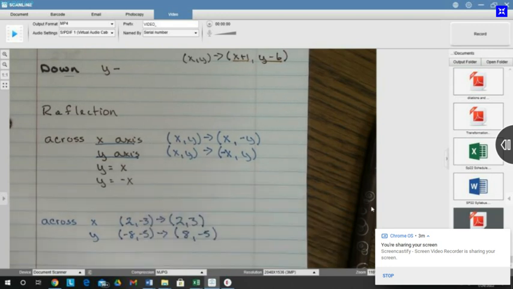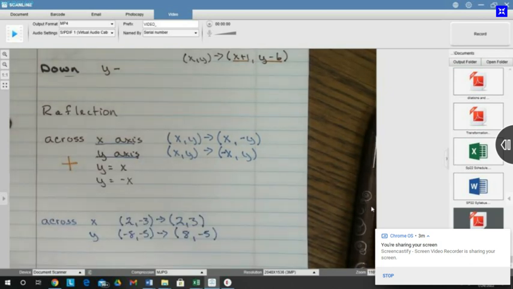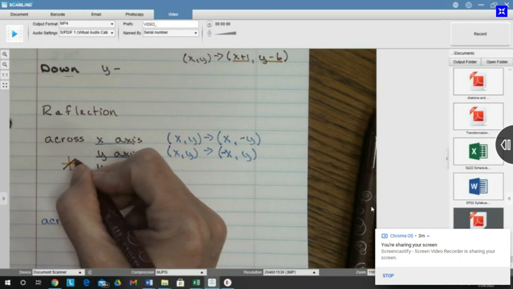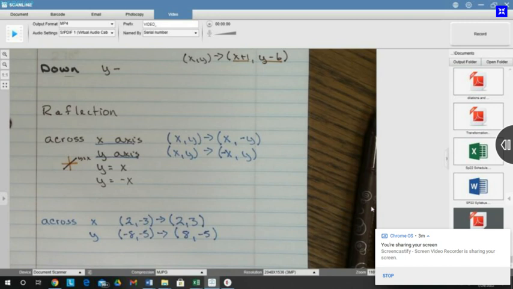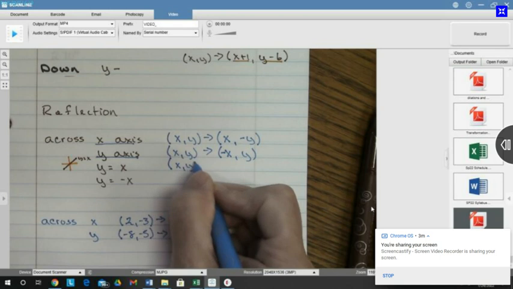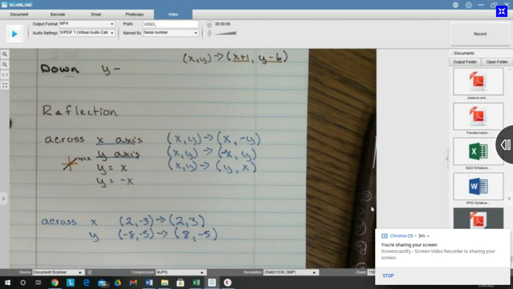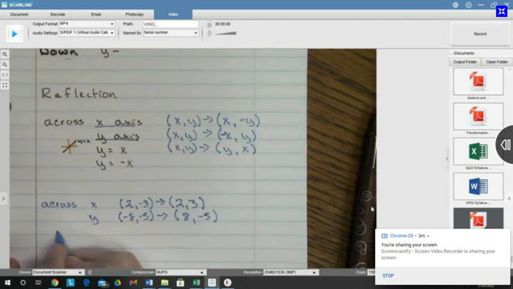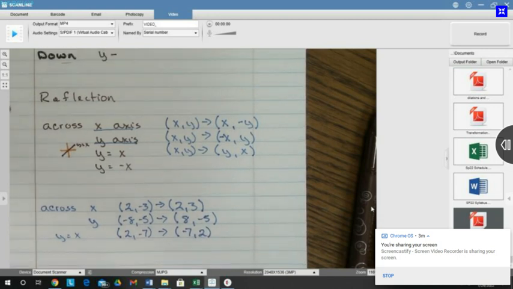Okay, remember when we're going across that y equals x, remember that's that line that looks like 45 degrees. That's that y equals x line. If I'm going to go across y equals x, then I have to go x, y goes to y, x. Just flip them over. So if I'm going across y equals x, then the coordinate 2, negative 7 is going to become negative 7, 2. Just flip your x and y.